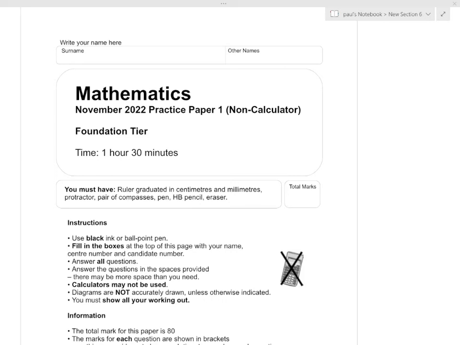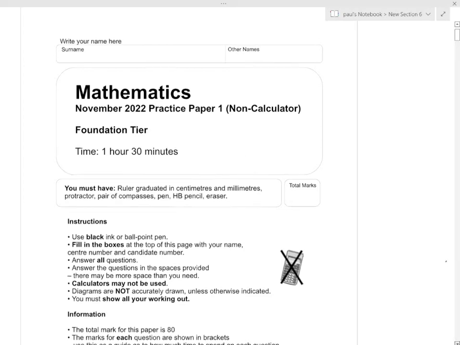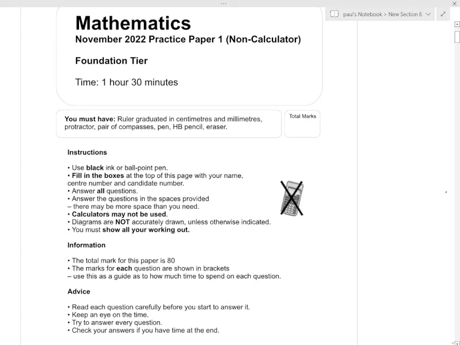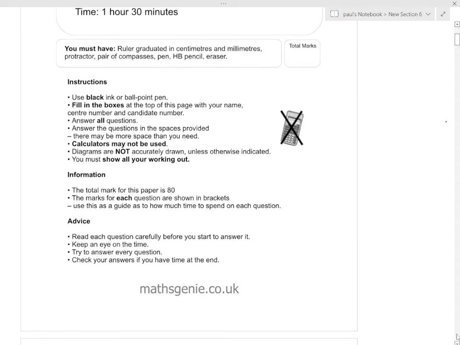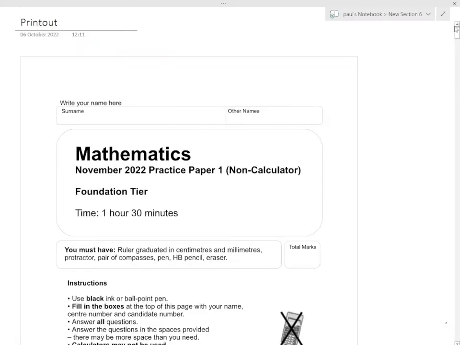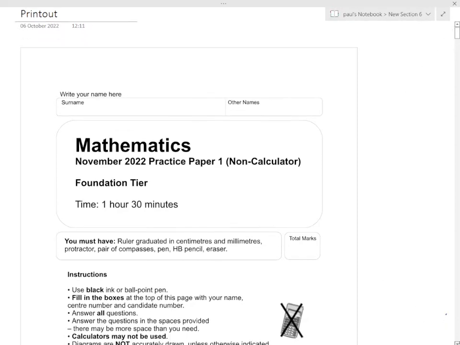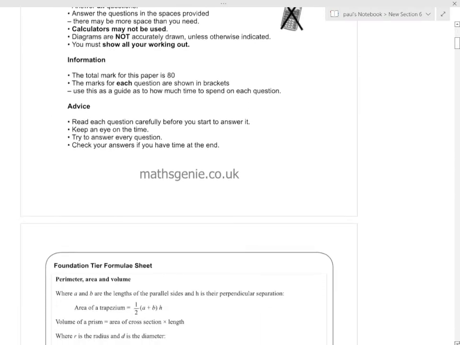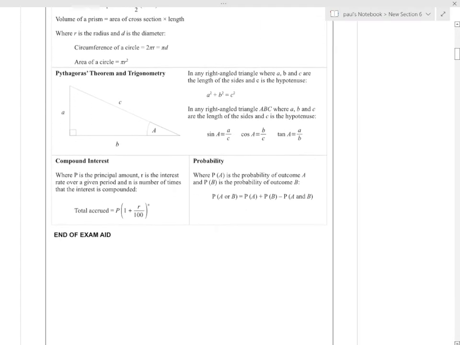Right, I've been asked to do this. Let's have a look. Where are we? Right, predicted paper from Maths Genie. It's a free resource, so it's fine. It's non-calc, predicted 22. Edexcel, I think this is going to be. I hope so, anyway. Let's have a look then. See what we're going to do. You get a formula sheet with it. That's good.